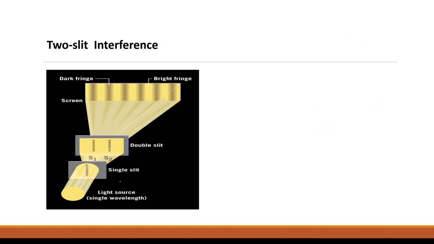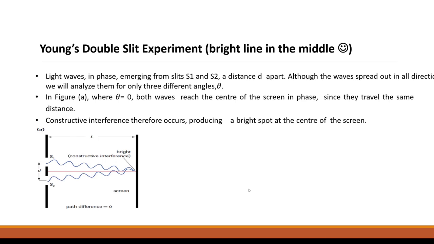And here's just a diagram from a 3D perspective of his two-slit experiment. It just shows a little bit from a 3D perspective of the experiment. So in the experiment, we saw light waves in phase emerge from the slits as two different sources. And although the waves spread out in all directions, we will look at three different angles of theta. So for the first one, we have theta equaling 0.